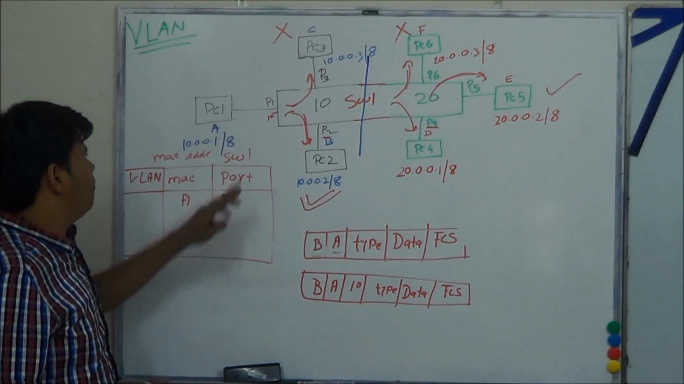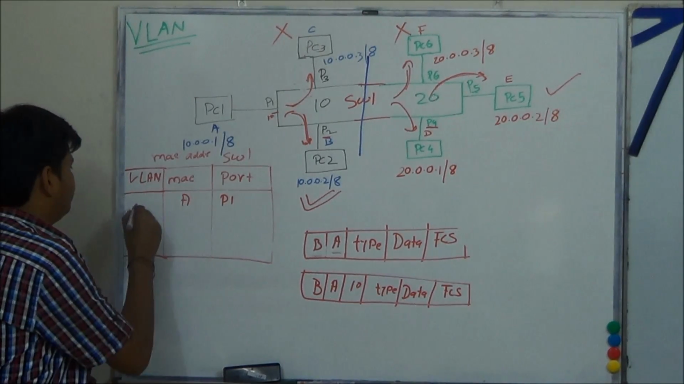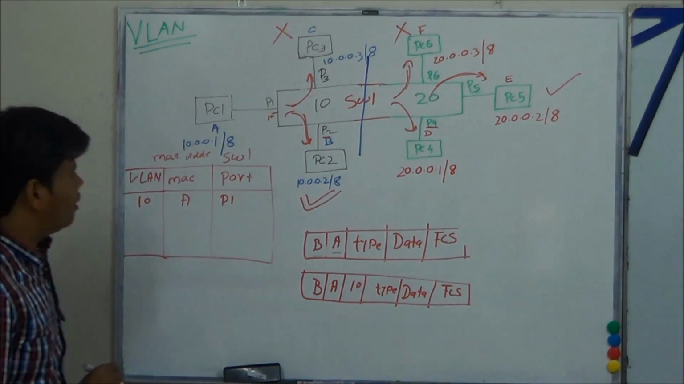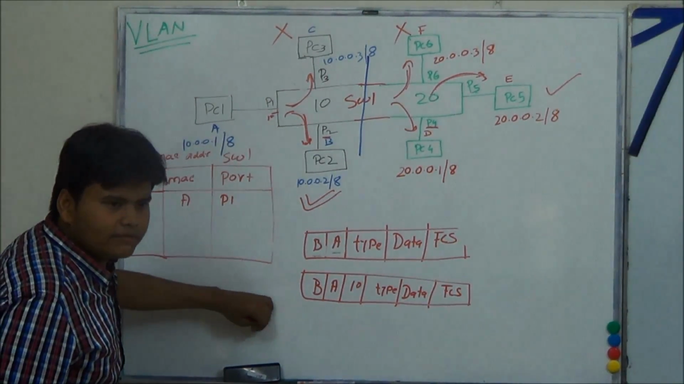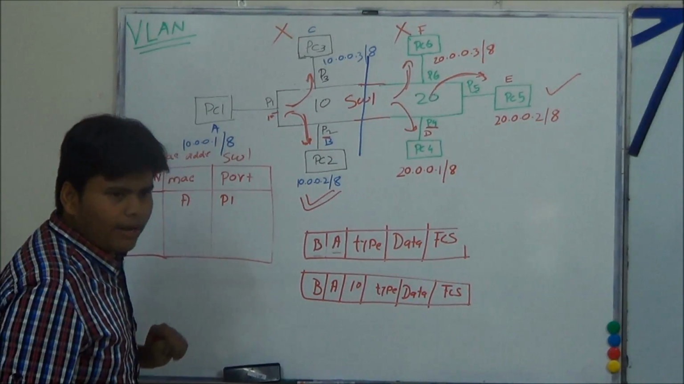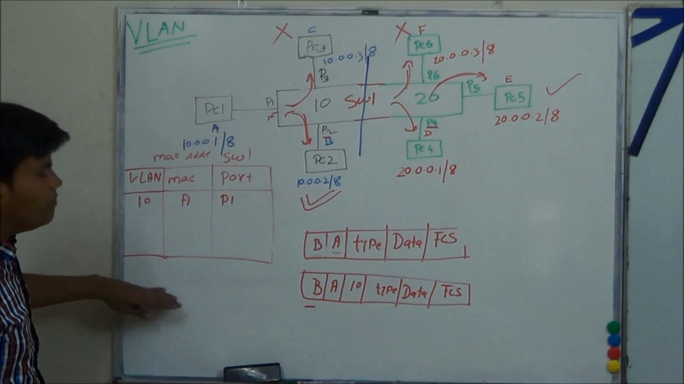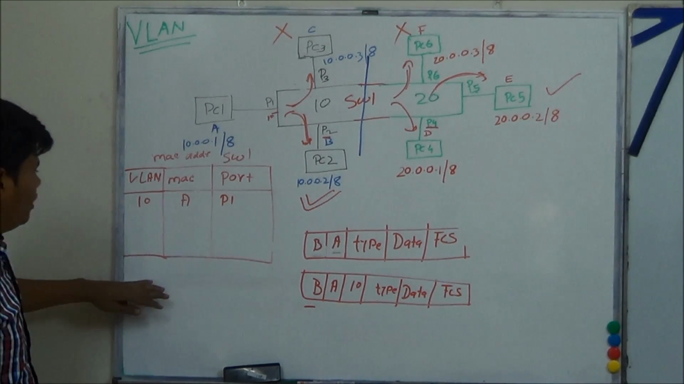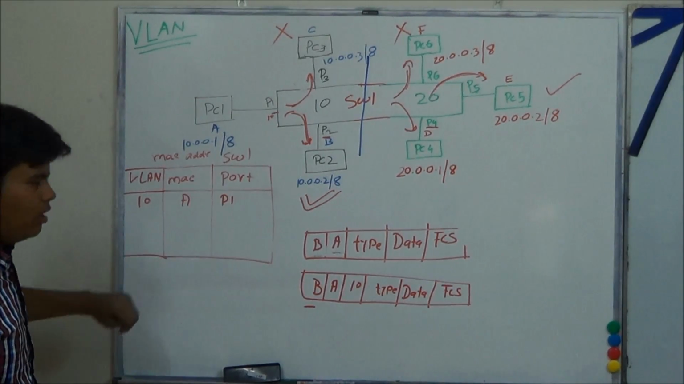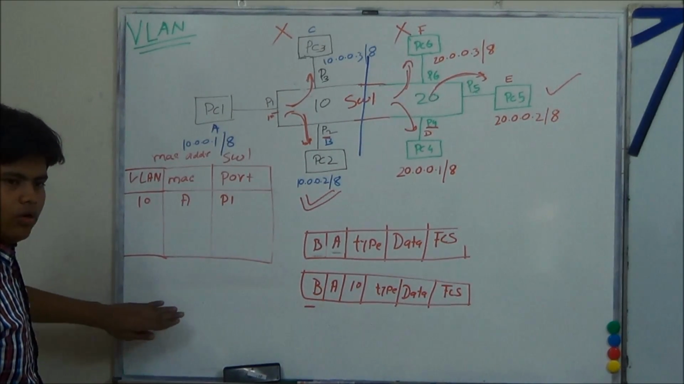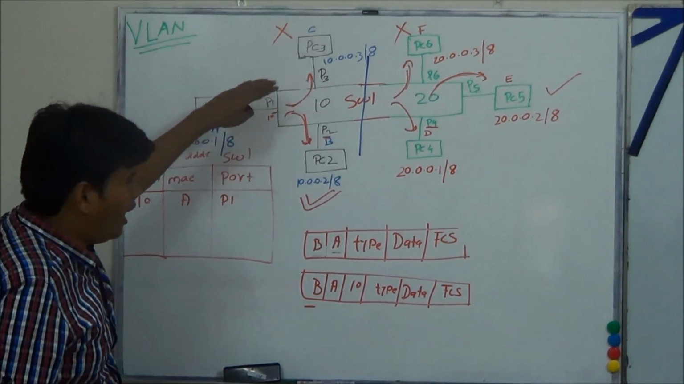And here the port P1 is in VLAN 10, so it will add a VLAN tag as 10. Now the second part of the functioning of the switch: it checks the destination MAC address of a frame, which is B, and compares it in its own MAC address table. Here the entry of B is not present, so it floods the frame to all ports within a VLAN, because this is a single VLAN, VLAN 10.